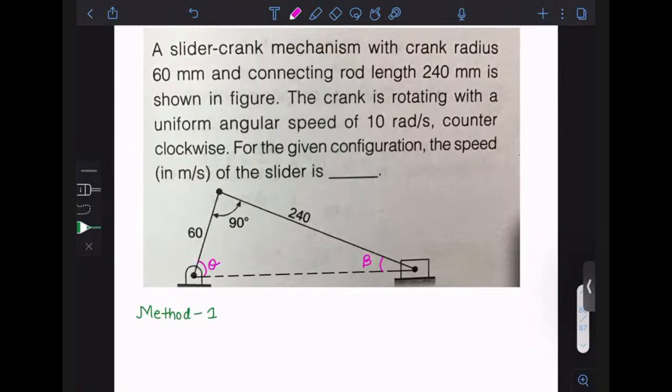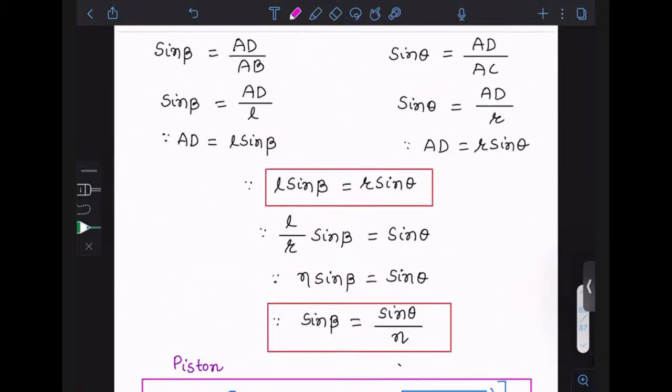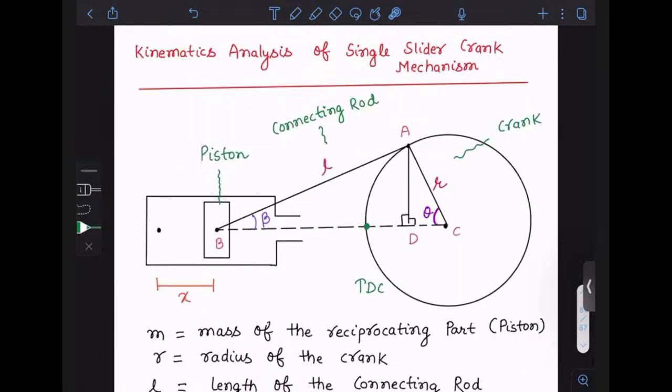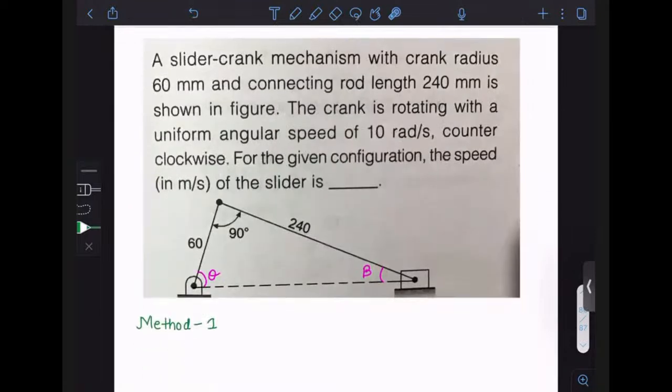Correct? So we have this result, my dear. See everyone, we have this result. What is that result? We know that n sine beta is equals to sine theta. Theta is the angle with the crank and beta is the angle with the connecting rod. So crank angle is theta and here beta. So we can directly use here, everyone, that n sine beta is equals to sine theta.